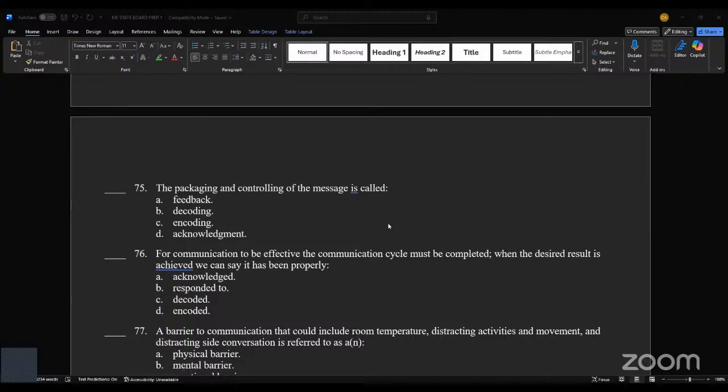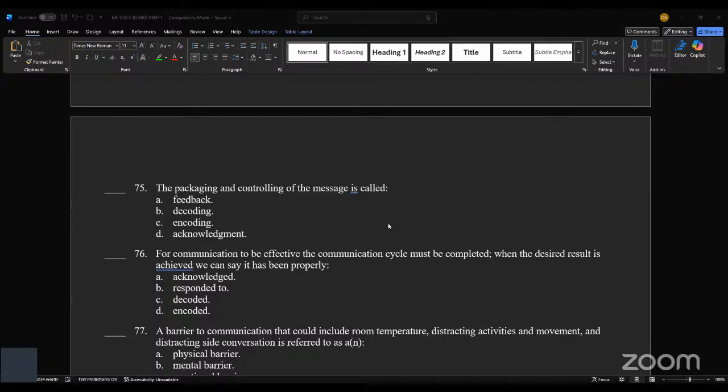75, the packaging and controlling of the message is called feedback, decoding, encoding, acknowledgement. C, encoding, the packaging and controlling of the message is encoding. Okay. 76. Note also the difference between encoding and decoding. So 75, just put a note there. Encoding and decoding is two things. We'll go back and forth. You may see it again.